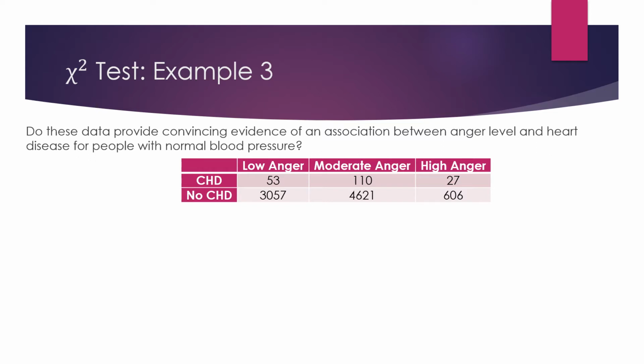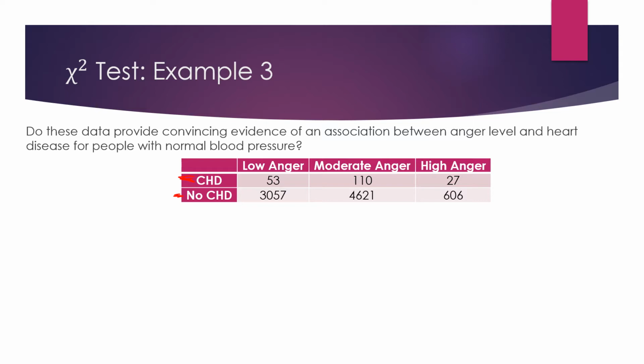Do these data provide convincing evidence of an association between anger level and heart disease for people with normal blood pressure? Take a look at the data first. We're dealing with categorical variables. In fact, we're dealing with two categorical variables. One, do you have heart disease, yes or no? These people have coronary heart disease, and these people do not. The other variable is your anger level: low anger, moderate anger, or high anger. So we have these two variables, hence the two-way table. There are no percentages that we're comparing it to. We're comparing these two variables to each other. And that's what indicates that you want to do a chi-squared test for independence or association.